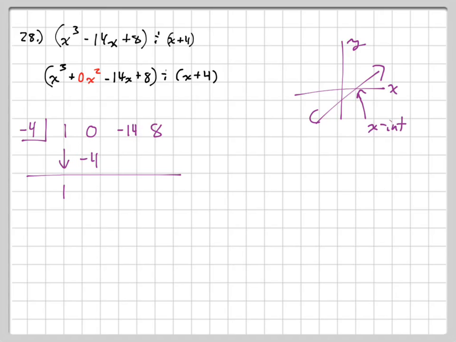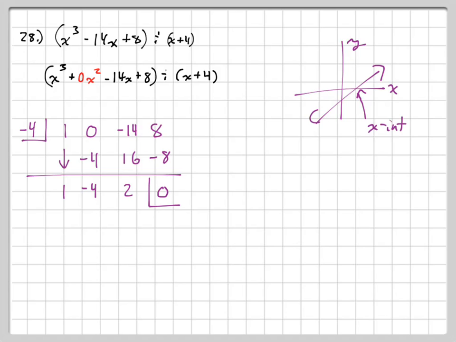You always add them. And of course, if they're different signs, you'll have to subtract. Alright, so we have negative 4 right here, because 0 plus negative 4 is negative 4. And then I'm going to take the negative 4, multiply it times the negative 4. Negative 4 and negative 4 is 16. And then I add the negative 14 to the 16. Now, because they're different signs, you'll really subtract. You get positive 2. And then we go 2 times negative 4, which will give me negative 8. And I get 0 at the end.